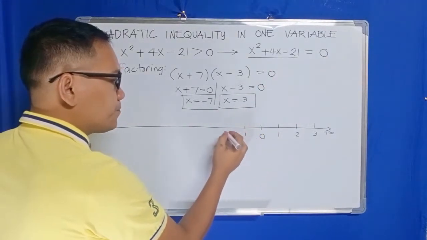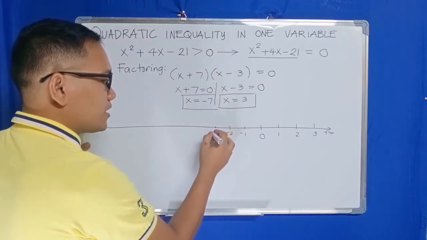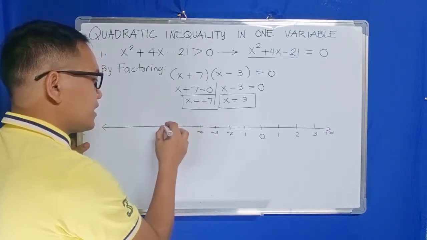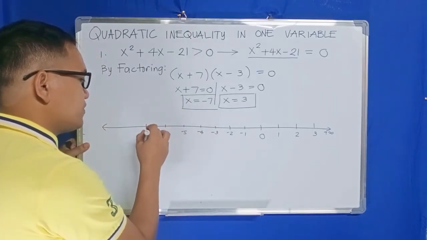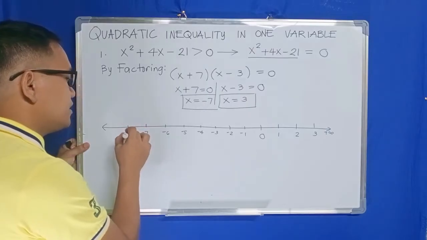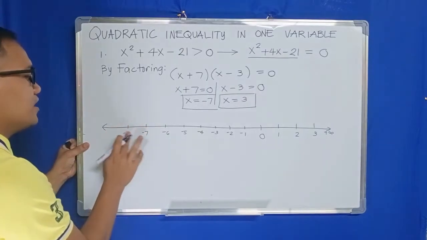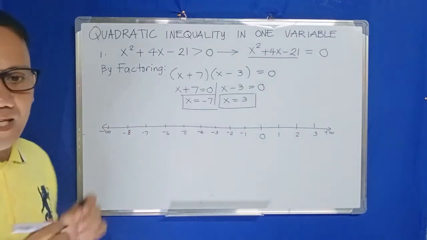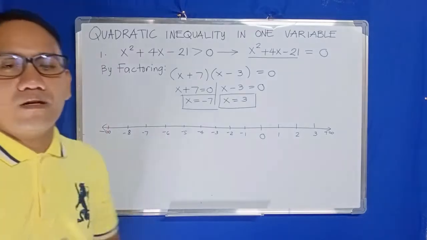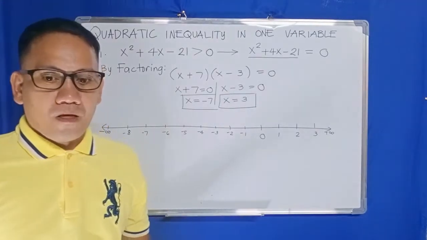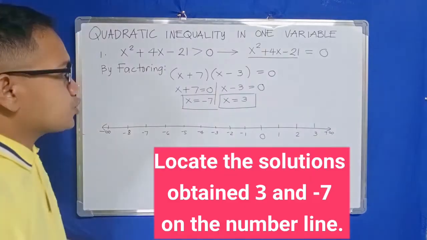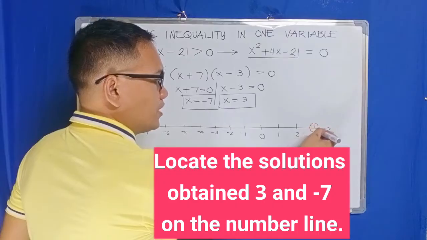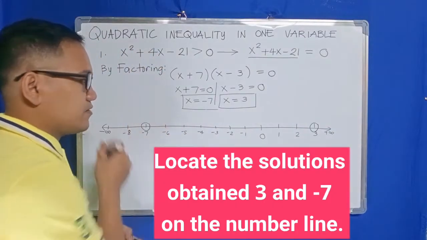So we have negative 1, negative 2, negative 3, negative 4, negative 5, negative 6, negative 7. Of course, we have negative 8 here. And of course, we will have the negative infinity. Going to the left of negative 8 are numbers negative 9, negative 10, and so on. So again, we will try to locate our solutions 3 and negative 7.